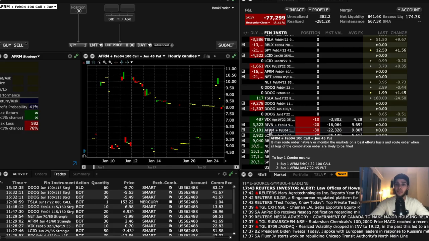Next one on Affirm here. We rolled this one down to the 45 strike in June, and we paid a little bit of a credit for this one. So I took about an $8,000 loss from the initial position to be able to put this on, just in case we do go into recession and Affirm falls down to 45 or 40 in the coming months.